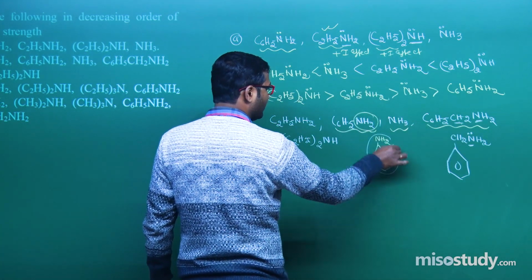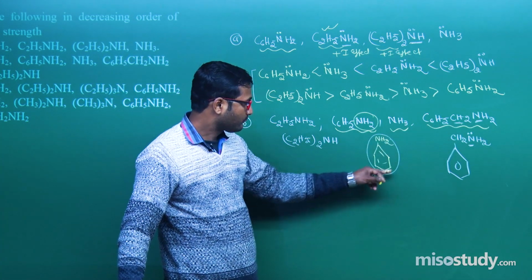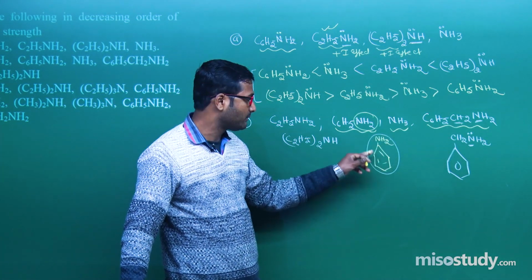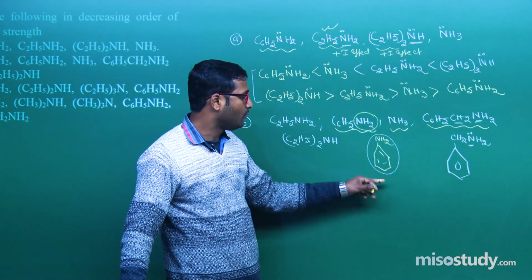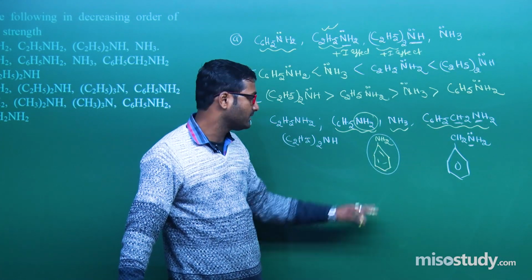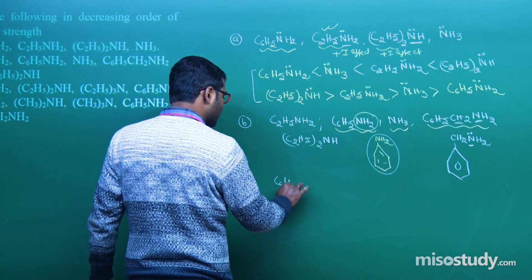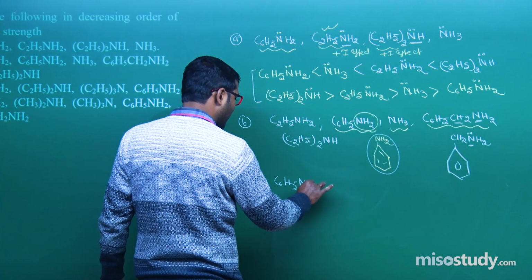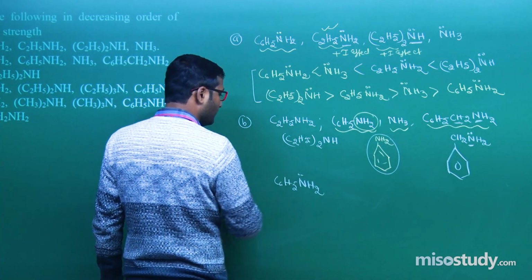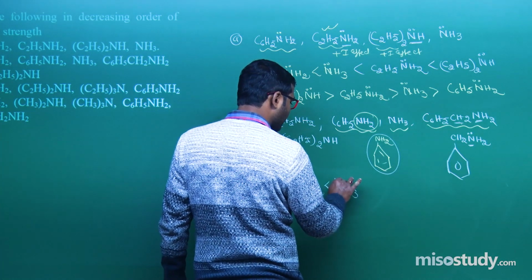I have discussed why this is less basic: because of delocalization of the electron pair over the benzene ring. Due to this reason, it will have less basic character. So the order will be C6H5NH2. Now there comes NH3. This is simple ammonia.